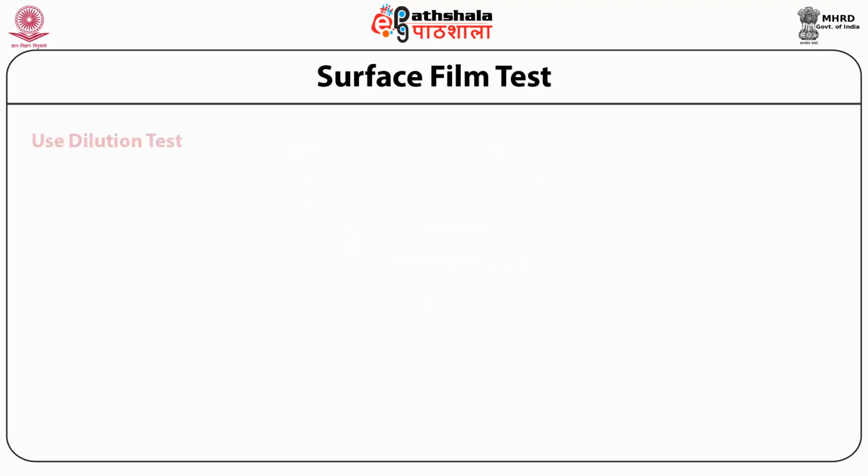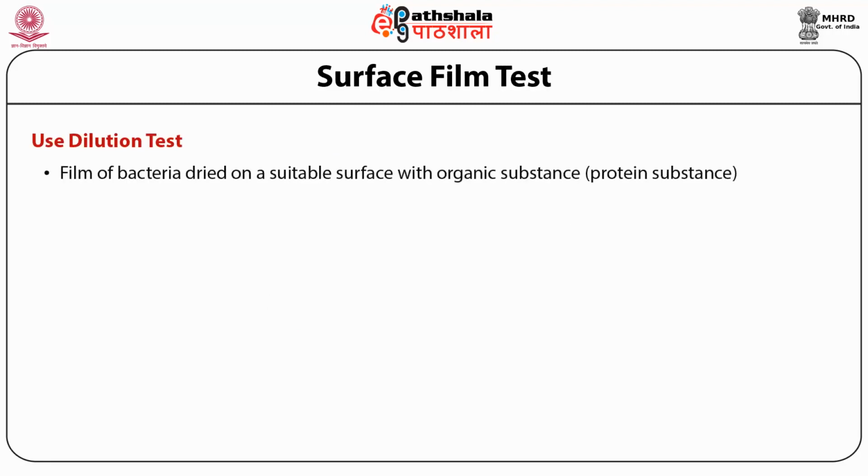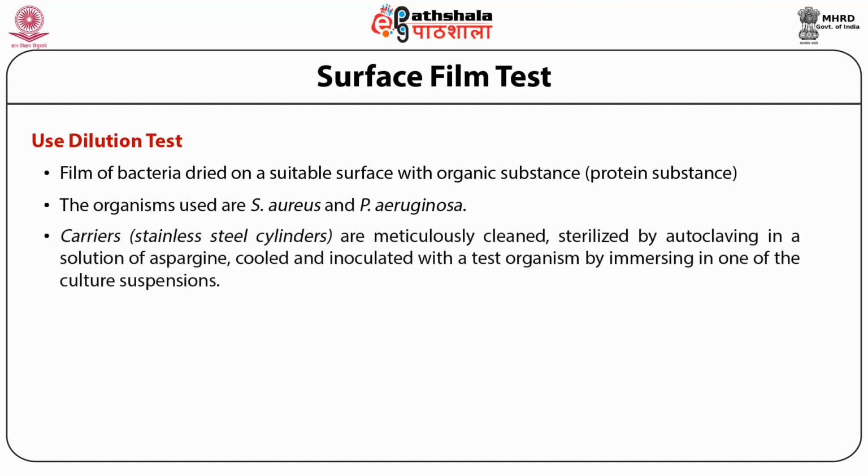Surface film test, use dilution test. The film of bacteria is dried on a suitable surface with an organic substance like protein. The test microorganisms used are Staphylococcus aureus and Pseudomonas aeruginosa. Carriers, that is stainless steel cylinders, are meticulously cleaned, sterilized by autoclaving in a solution of asparagine, cooled and inoculated with a test microorganism by immersing in one of the culture suspensions.